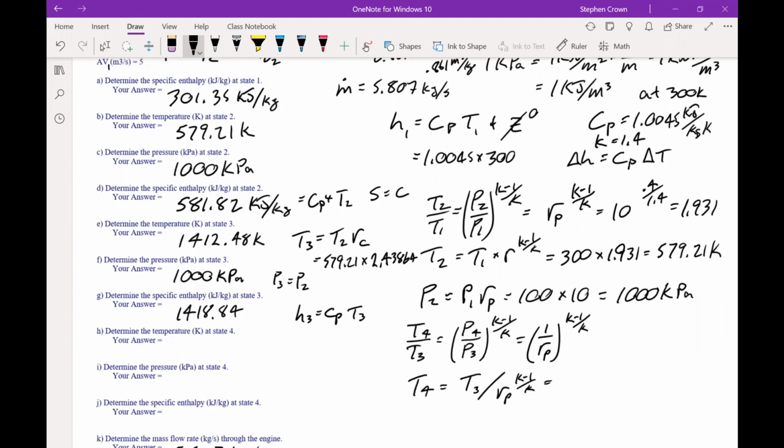T3 was 1412.48, divided by 10 to the power 0.4 over 1.4. This gives us 731.59.